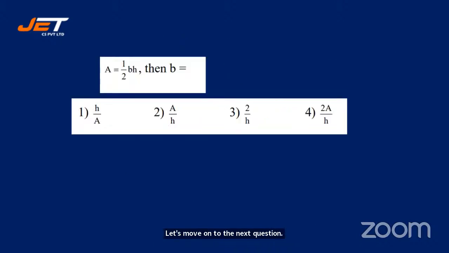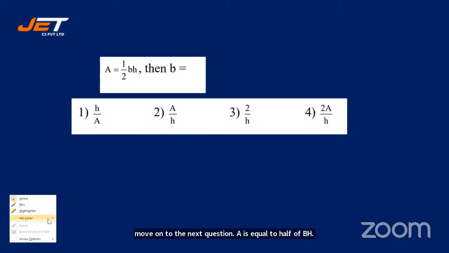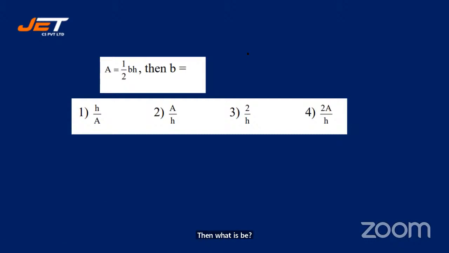A is equal to half of BH. Then what is B? Yes, this is simple, isn't it? So you all must be able to do it. So A is equal to BH by 2. You are asked to find out B. So you just have to cross multiply to get the answer. So 2A is BH. So what is B? 2A by H.